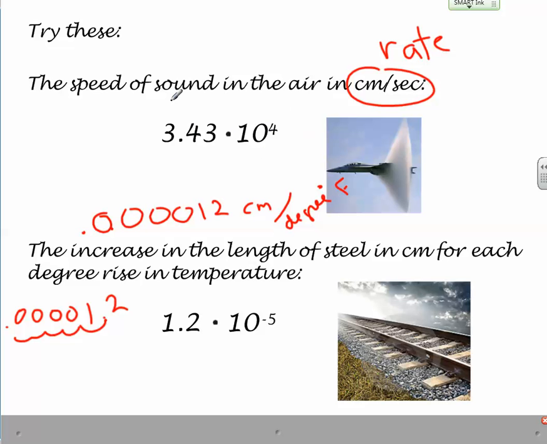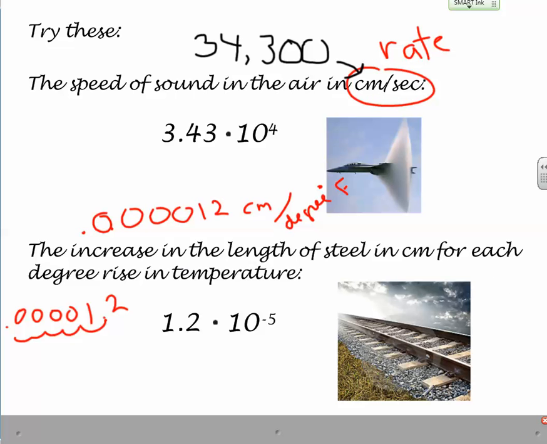So to change that into the rate in air, we move the decimal 4 times to the right. And that means I have to put in 2 zeros, and that was 34,300. Let's see if I can write this. 34,300 centimeters per second. So that's the speed of sound in the air, centimeters per 1 second.